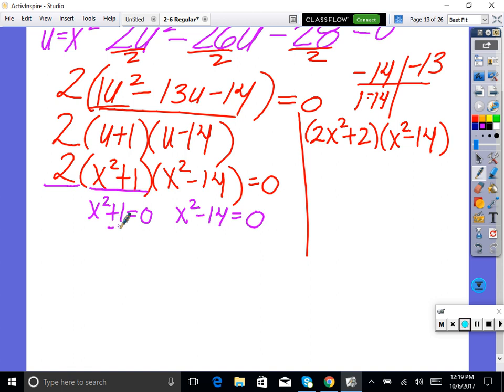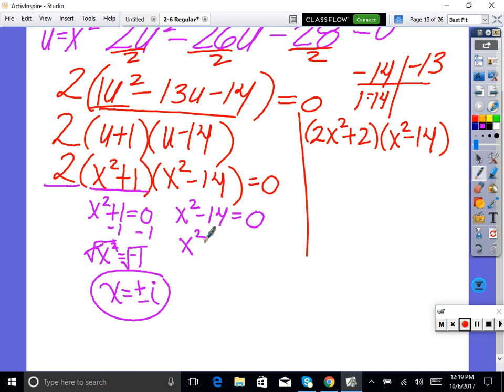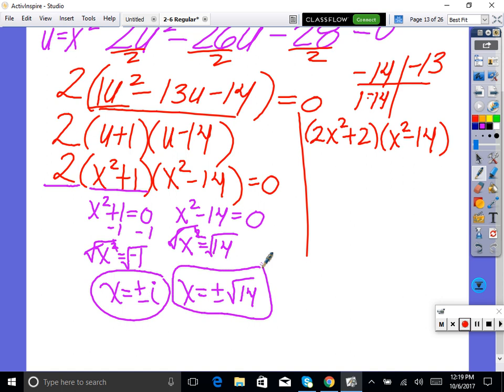Minus 1. X squared equals negative 1. Square root both sides. Root cancels out with power. X is equal to? You're right. Plus and minus i. Way to go. And right here, we'll add 14. Square root both sides. The square root of 14 simplified. Good. So we have plus and minus root 14. Check. Degree 4. We have 4 solutions.